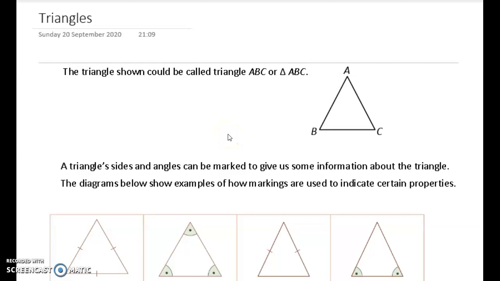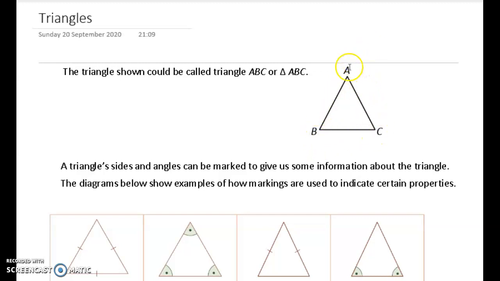Hello, second years. We're having a look at triangles today. So, first thing we're looking at is how are we going to name this triangle. We're not going to call him Bob, we're not going to call him Jack, we're not even going to call him Emma. We're going to use the three letters that are on this triangle.